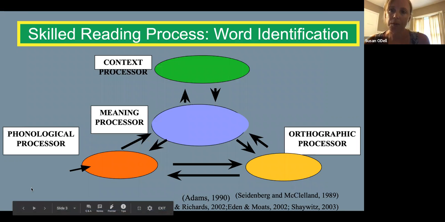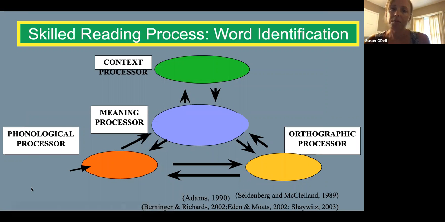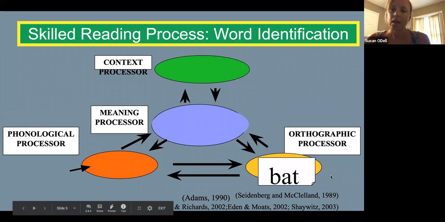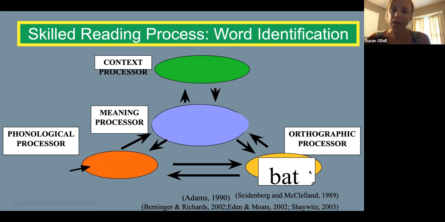So let's see how the four-part processing system helps students be able to read words. If a student sees the word bat on a white sheet of paper, the orthographic processor takes in that visual information of all of the letters.